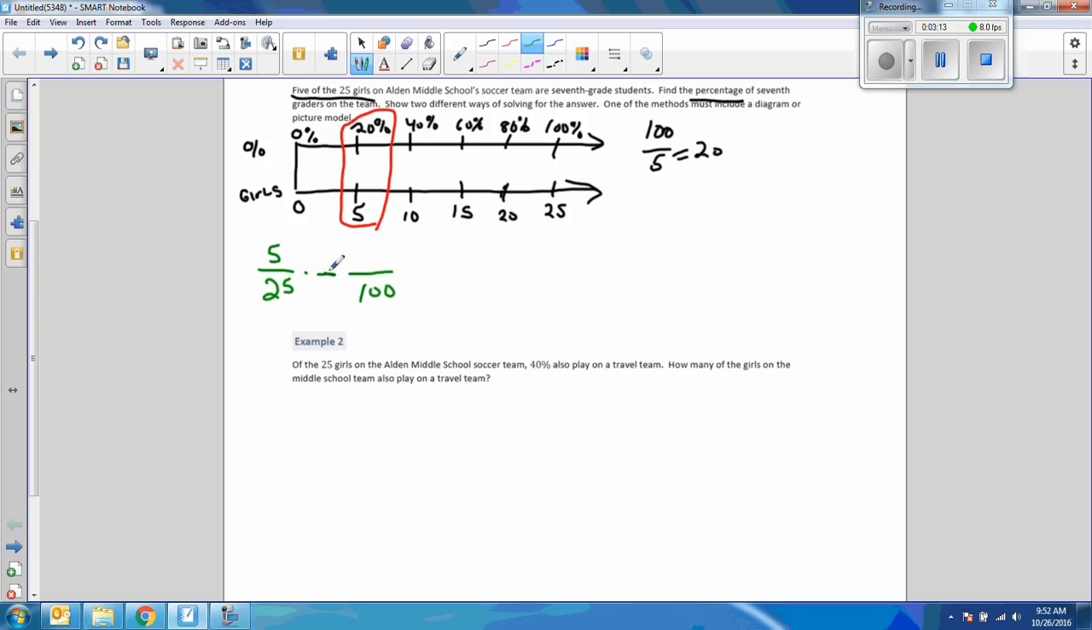So what am I going to multiply by to get that 100? 25 times what is 100? Okay, so 25 times 4 is 100, so I need to multiply the top and the bottom by 4, because 4 divided by 4 is 1, and 5 over 25 times 1 is still 5 over 25, so it's still equivalent. So 5 times 4 is 20. So 20 out of 100 is 20%. So there's 2 ways we can do that. Okay, now let's move on to example 2.